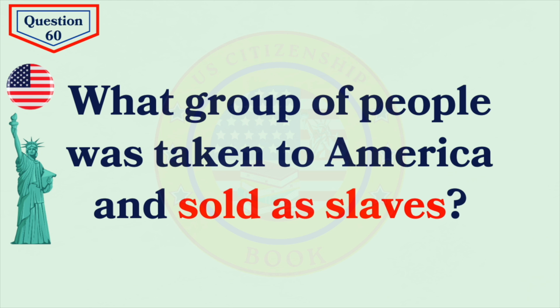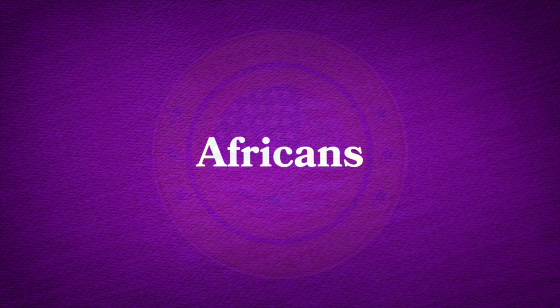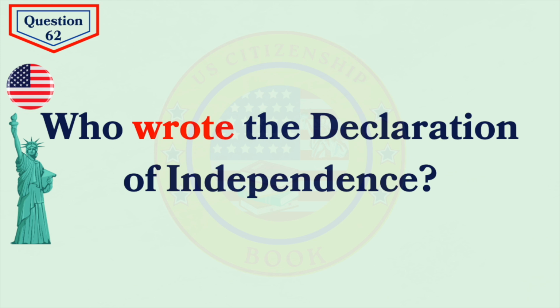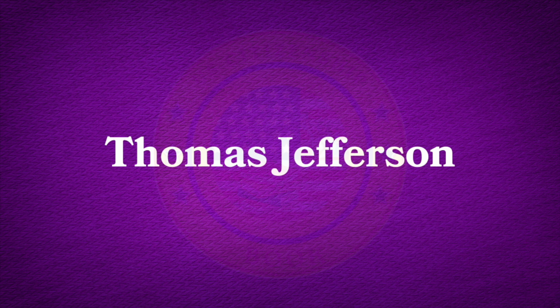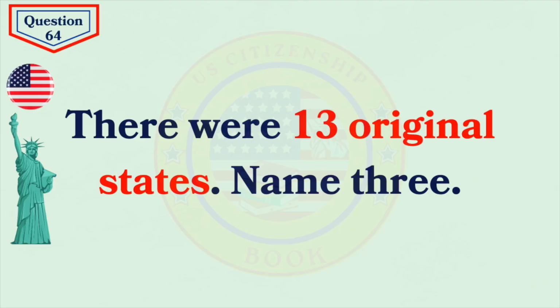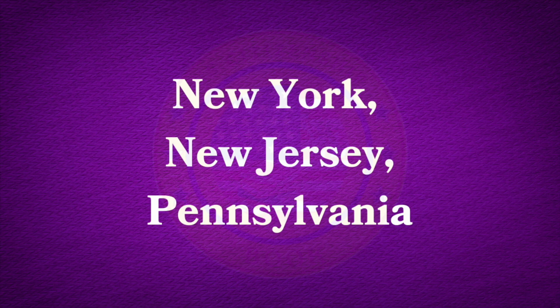What group of people was taken to America and sold as slaves? Africans. Who wrote the Declaration of Independence? Thomas Jefferson. There were 13 original states. Name 3. New York, New Jersey, and Pennsylvania.